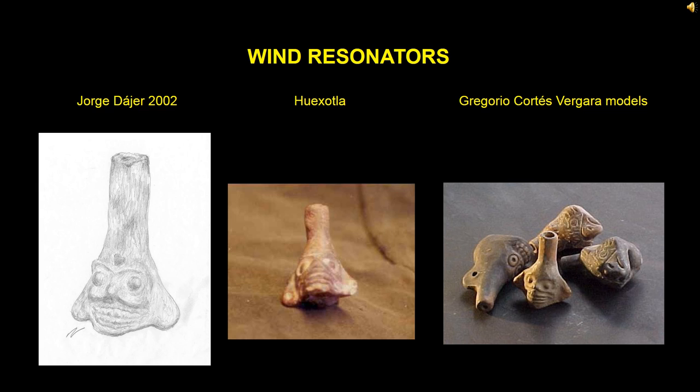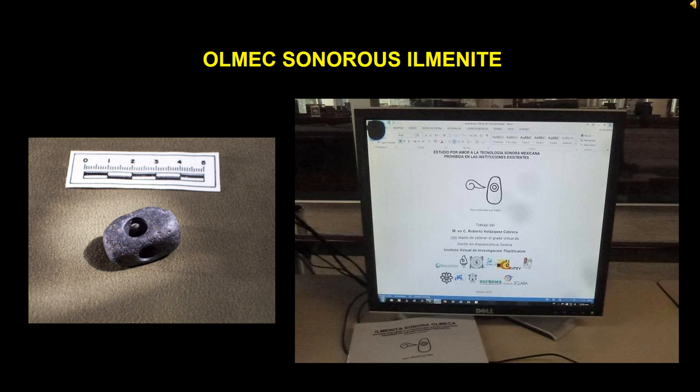These wind resonators had never been analysed, discussed, or studied in any published form. The oldest known wind noise resonator is the extraordinary Olmec sonorous ilmenite whistle that was used 3 millennia ago. Nearly 140,000 similar objects were found in the archaeological site of San Lorenzo in the state of Veracruz.